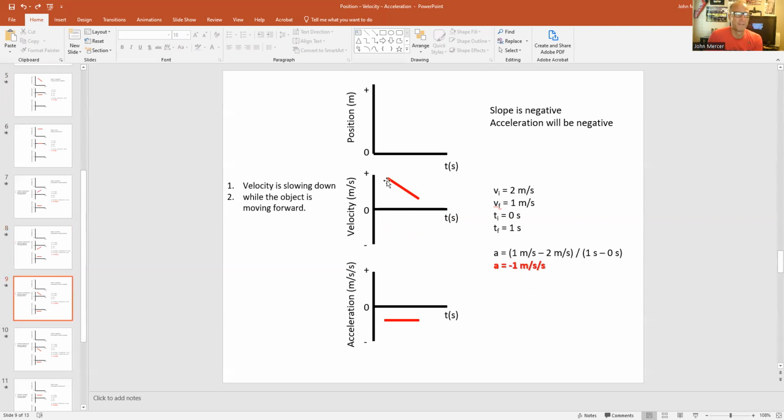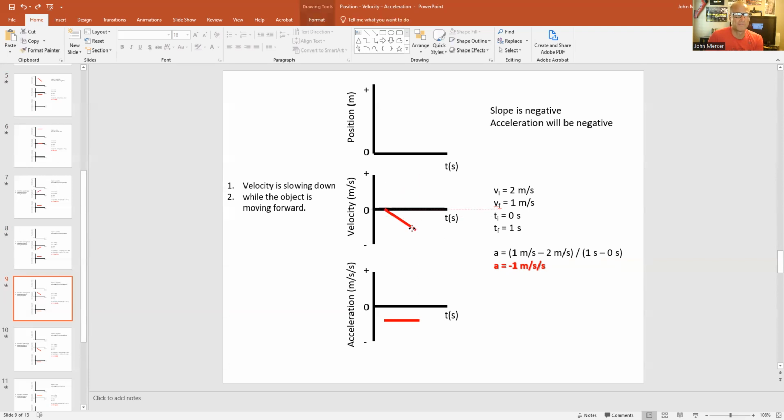Oh, here's another one. Negative slope, acceleration has to be negative. Let's do the math. Initial velocity being 2 meters per second, final velocity 1 meter per second, change in time is still 1 second. So final 1 meter per second minus initial 2 meters per second divided by 1 second is negative 1 meter per second per second. That's the steepness of that slope. That's the direction of that slope. It's negative. It's a negative slope, and its magnitude is 1.